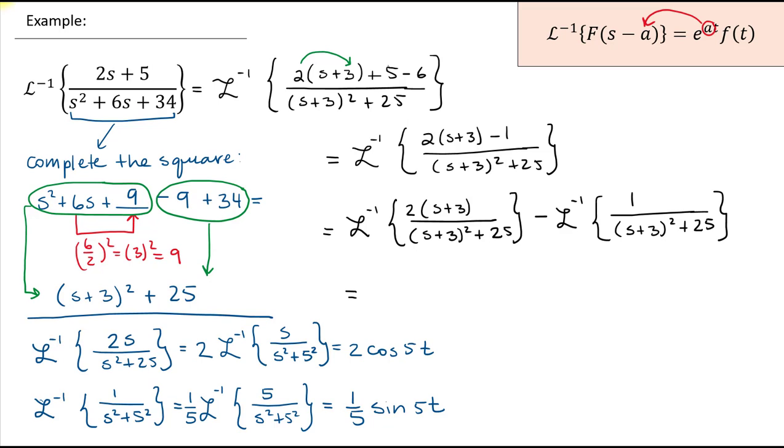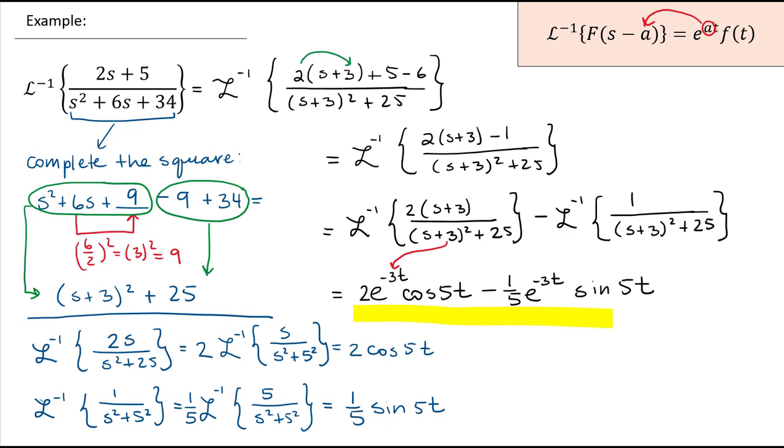In other words, the answer will be e to the power negative 3t, that came from here, times 2 cosine of 5t, so I better put 2 in the front, and then cosine of 5t minus, and then the second part of the answer is 1 over 5 e to the power, again, negative 3t, and then sine of 5t. So this is going to be the final answer. And once again, in this example, we use the inverse form of the first translation theorem.